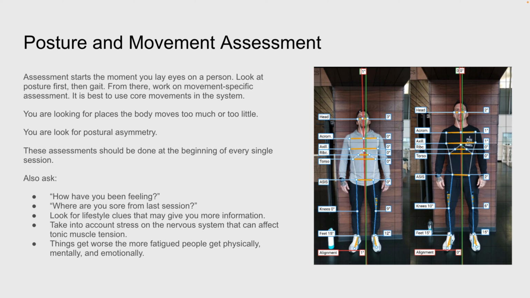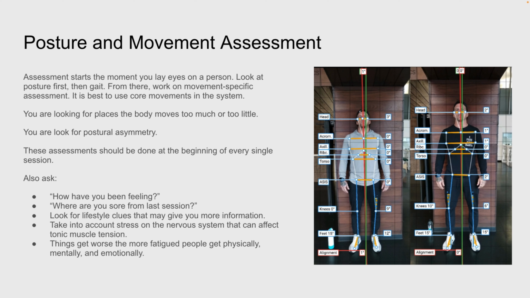So assessment starts from the first moment you lay eyes on a person, looking at their posture first, then gait. From there, you can work on movement-specific assessment, meaning you can pick one of the core movements, practice it, and see where the issues are. It is best to use core movements in the system. So you are looking for places the body moves too much or too little. That's part of that interdependence model and understanding that. And you're looking for postural asymmetry.